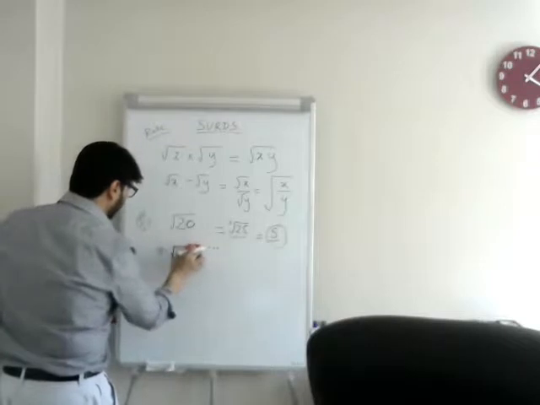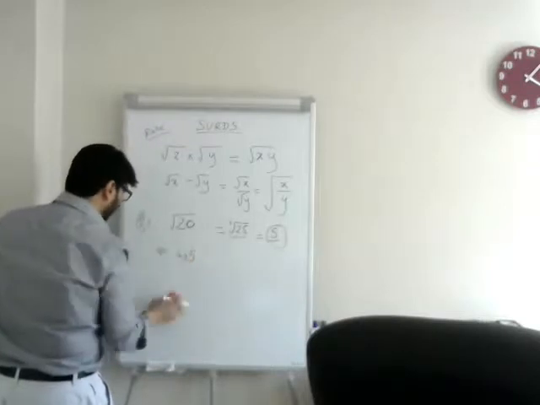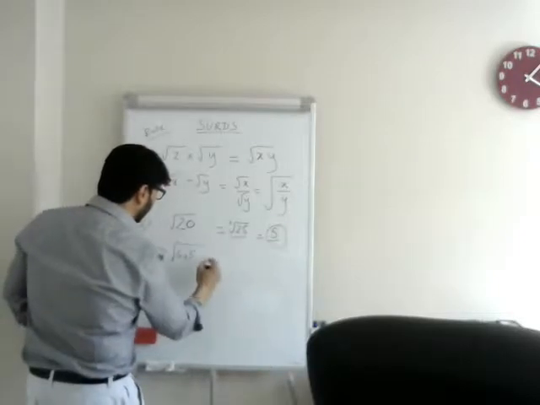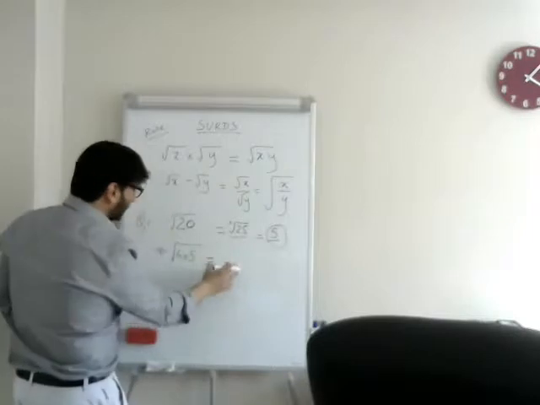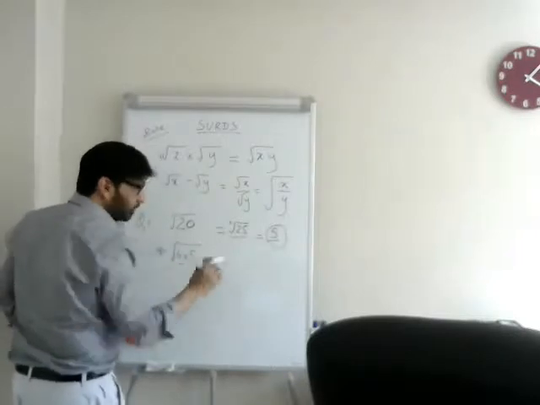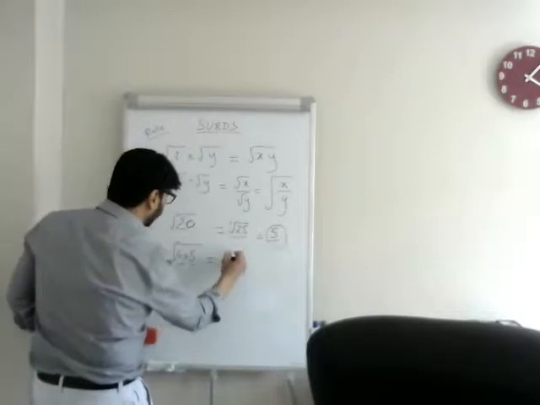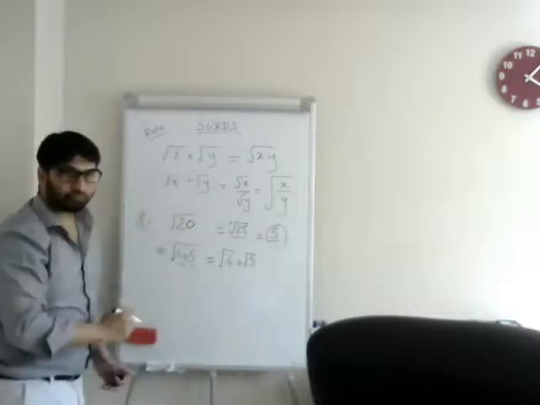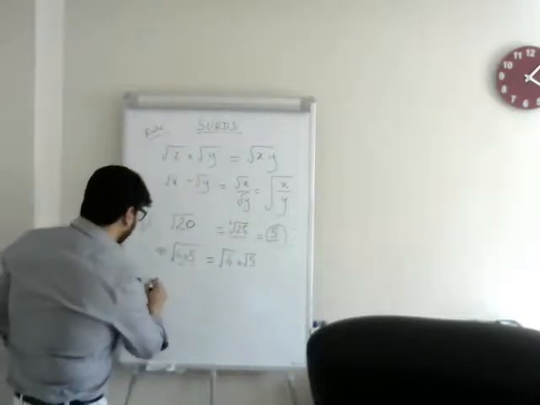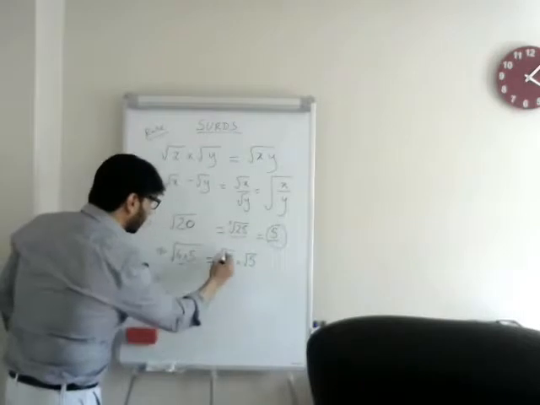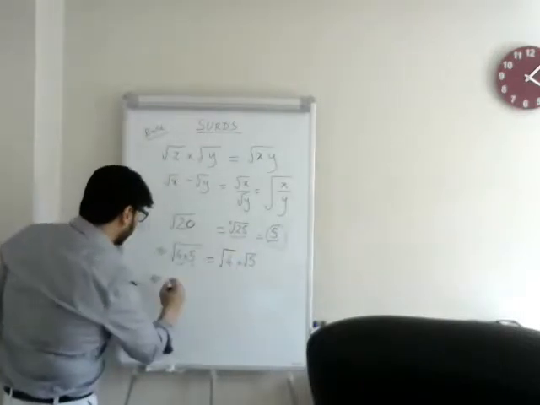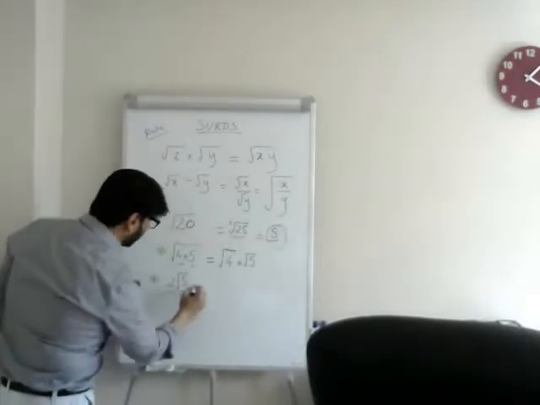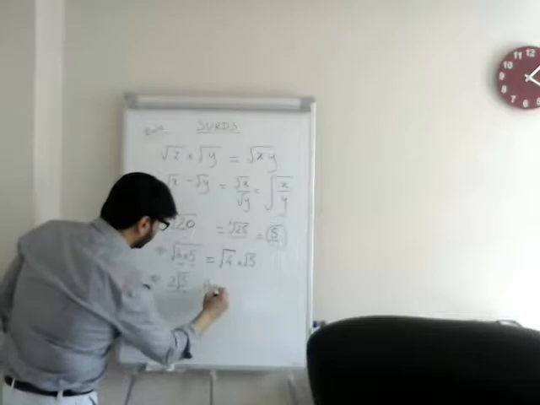When we split it up into its two factors, we know that 4 times 5 gives you 20. Then we can make it a bit more simple. We can split this up again into its own individual square roots, so that becomes square root of 4 times square root of 5. We know the square root of 4 is 2, so that gives you 2 here, and then we're left with the square root of 5.